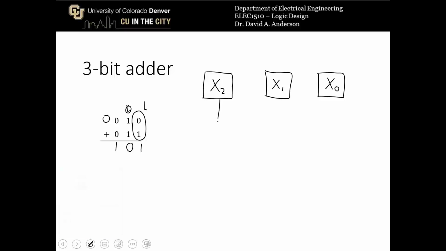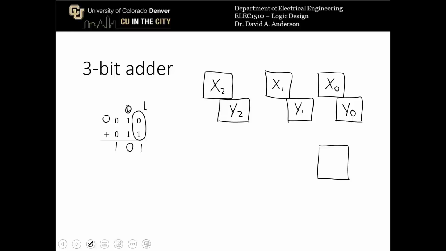Additionally, we have inputs y sub 2, y sub 1, and y sub 0. Now, the inputs x sub 0 and y sub 0 don't have the potential of a carried in, so we will use these as inputs to a half adder block with outputs sum 0 and a carried output.